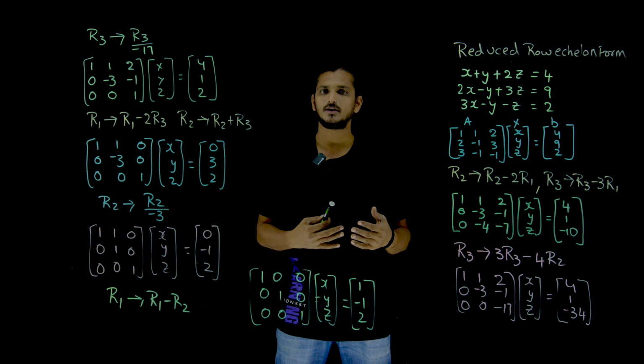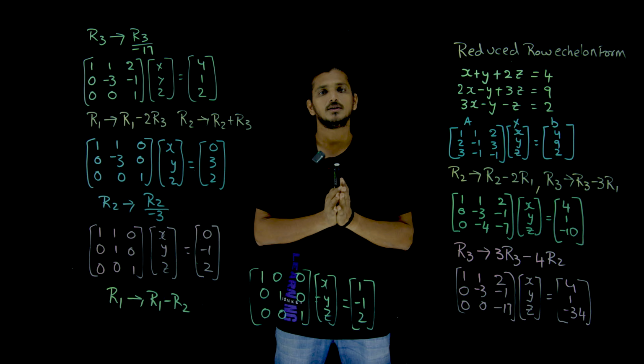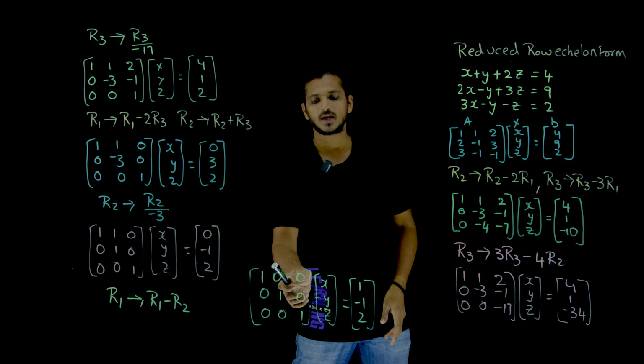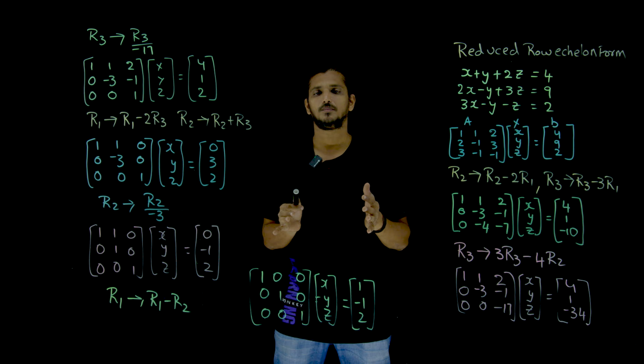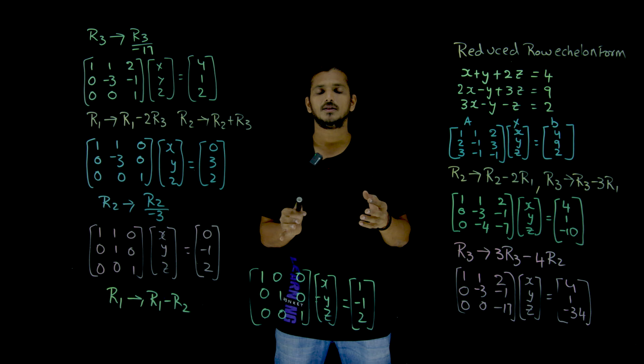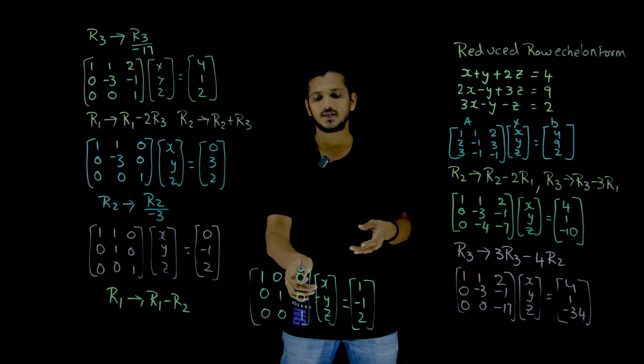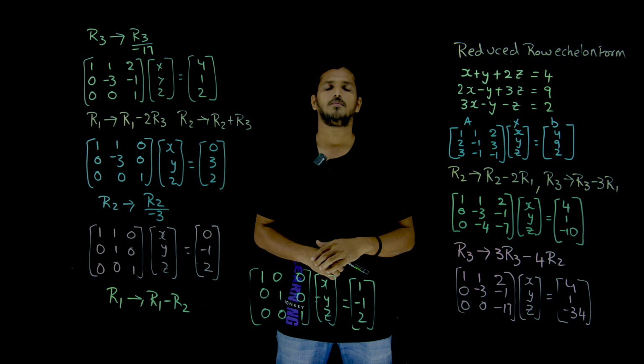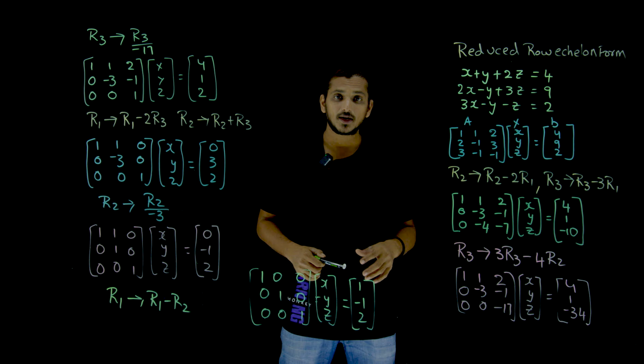Hoping that you already got an idea, by using the row operations we can make the lower triangle and upper triangle elements 0. This is the point you need to understand. By making the upper elements 0, we call it reduced row echelon form. Hope you understand the concept.